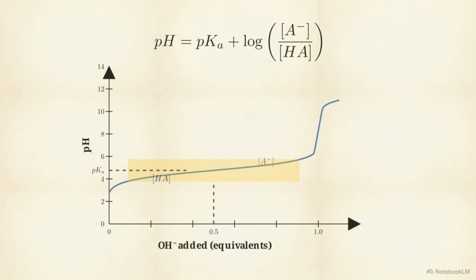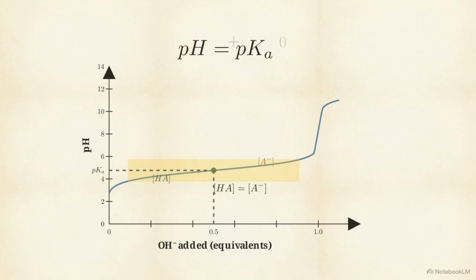Buffering power reaches absolute maximum when the concentration of the proton donor exactly equals the proton acceptor. Here, the ratio is 1. The logarithm of 1 is 0, and the pH of the solution exactly equals the acid's pKa.